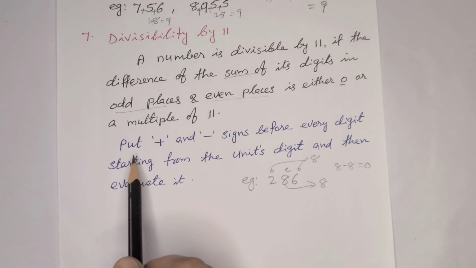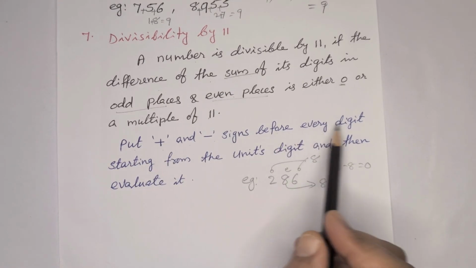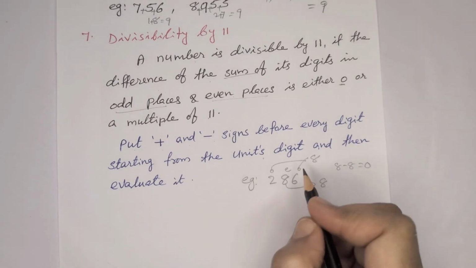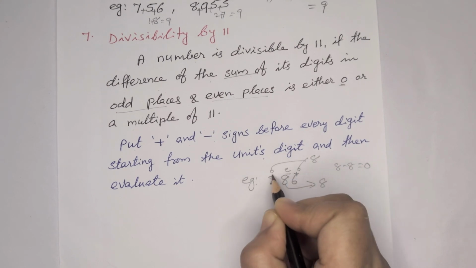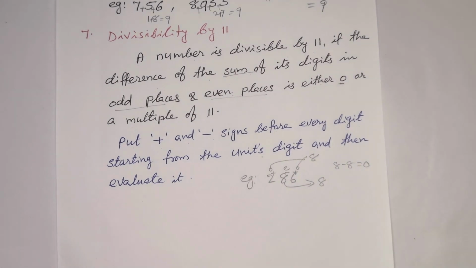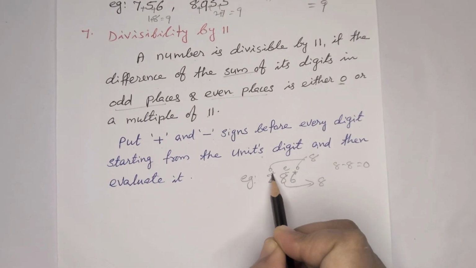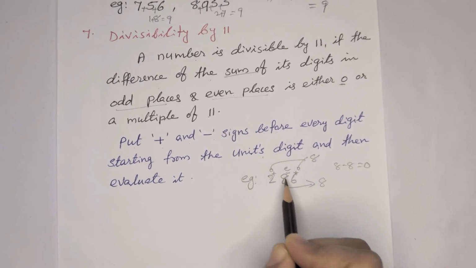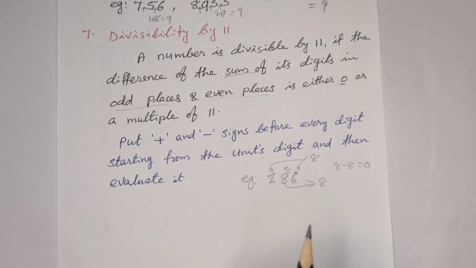For that, another method: put plus and minus signs before every digit, starting from the unit digit, and then evaluate it. Same way, we are starting here with plus, minus, plus. Add the same way. Positive numbers, 2 plus 6, 8. Here the even digit has the negative sign, that is 8. 8 minus 8, 0.